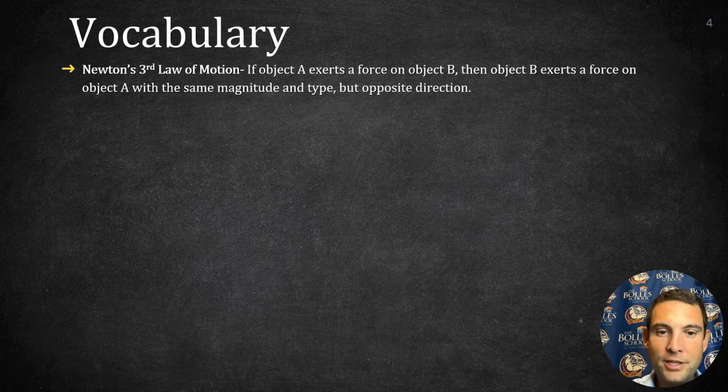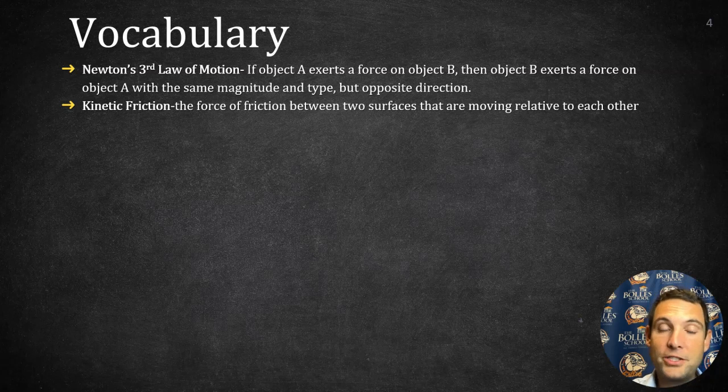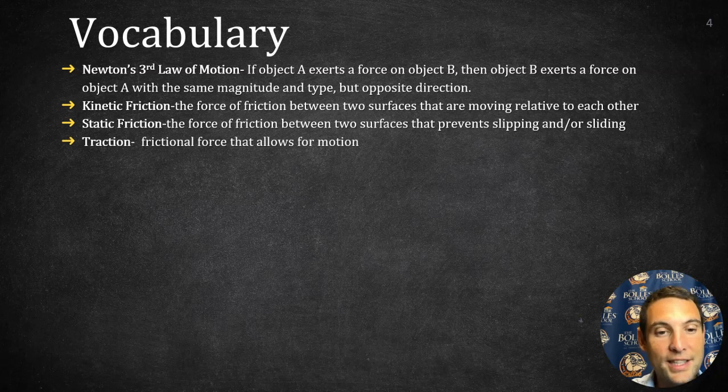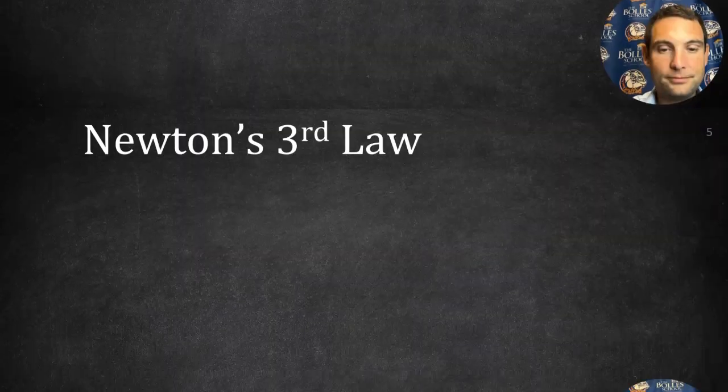Newton's third law of motion says that if object A exerts a force on object B, then object B exerts a force on object A with the same magnitude and type, but opposite direction. Kinetic friction is a force of friction between two surfaces that are moving relative to each other. Static friction is the force of friction between two surfaces that prevents slipping and/or sliding. Traction is a frictional force that allows for motion.